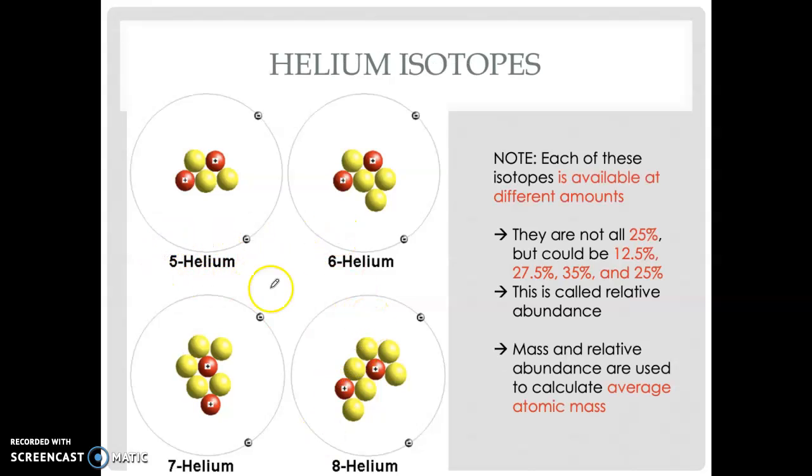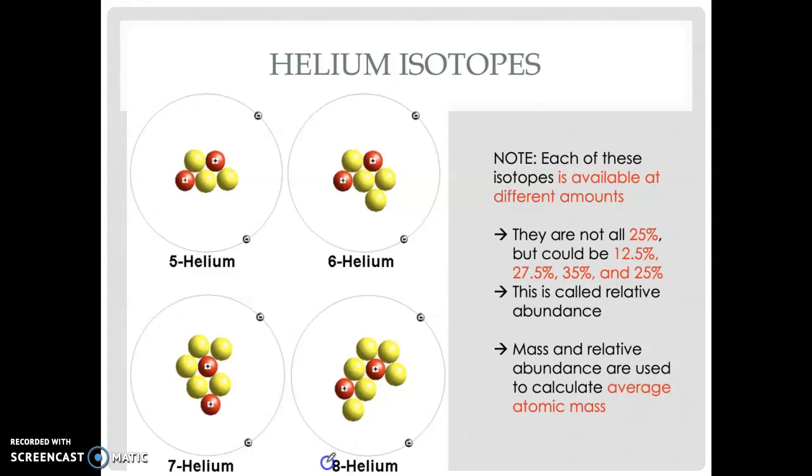So again, here when we have helium-5, helium-6, notice the number of neutrons is what's changing, 3, 4, 5, and 6. That's because each isotope is available in different amounts. Okay, so it wouldn't be 25%, 25%, 25%, 25%. It would be like maybe this one's 12.5, that one's 35, that one's 25, and that one's 27.5. Okay, so they're all available in different amounts. That's called its relative abundance.